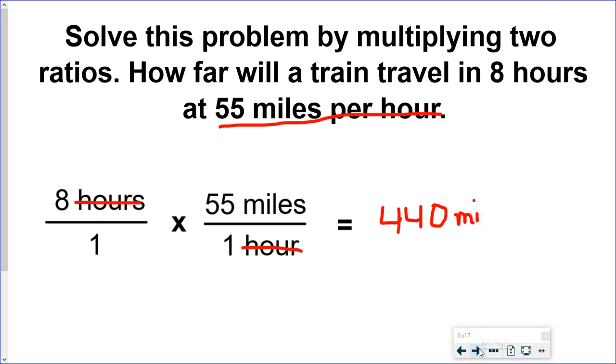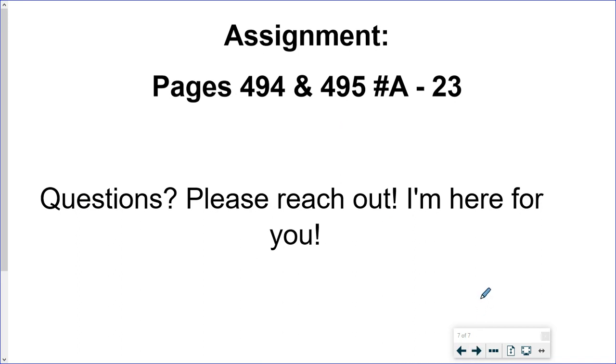Hopefully this helps you understand this lesson a little bit better. That's pretty much all it is. You're just changing those rates. You're going to reduce the rates before you do any multiplying whatsoever. So your assignment for today is going to be to do pages 494 and 495, and we're going to do letters A through 23.